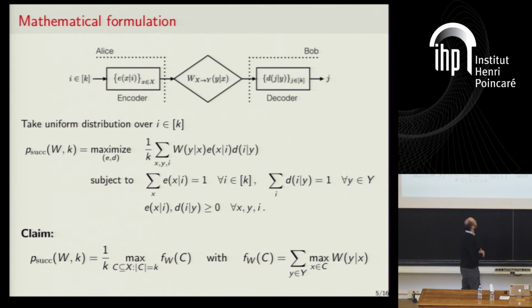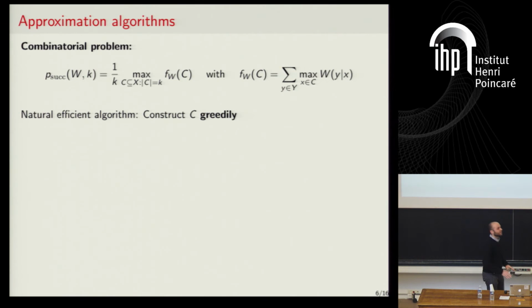So by just rewriting this P success in a different way, we can write it as an optimization over subsets of the input. Nothing complicated here. I'm just repeating the definition. And now again we want to find an algorithm to compute this quantity, P success of W, k.